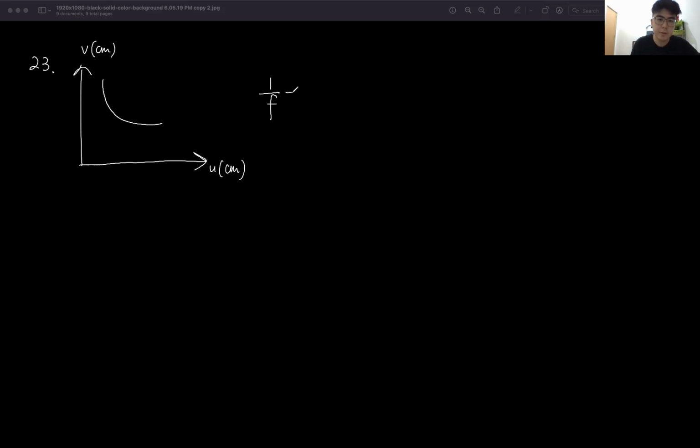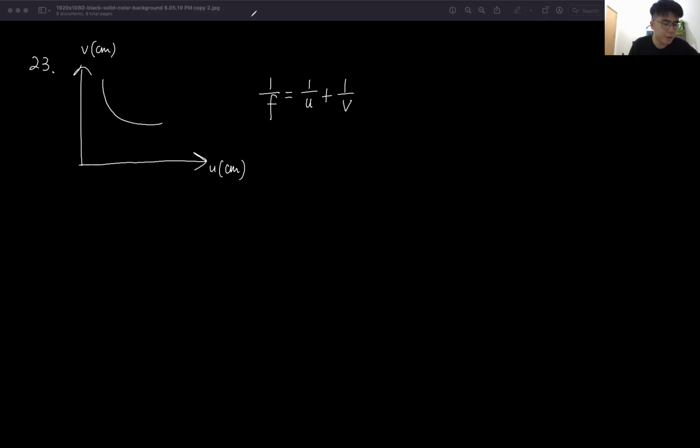Okay, if you look at question 23, how to do that one? We are given a graph of V against U. So you get something like this. This is the graph of V against U. This one you can relate with the thin lens formula, 1 over F equals 1 over U plus 1 over V.